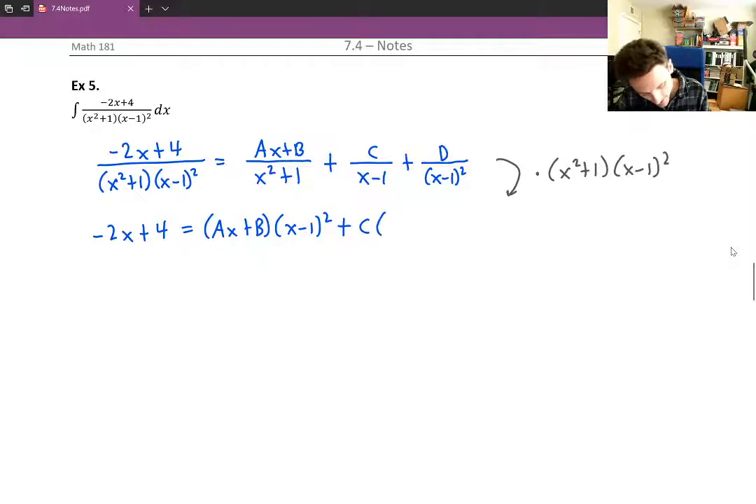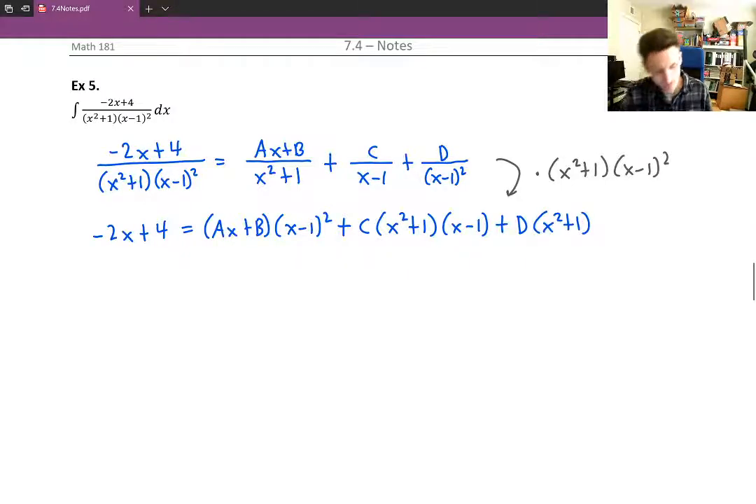Plus the c is not going anywhere, so we have an x squared plus 1 left over, as well as one of the x minus 1's. One of these x minus 1's cancels with one of these, and so we just get one of them left. So then we have plus d times x squared plus 1. Here, both of the x minus 1's cancel.